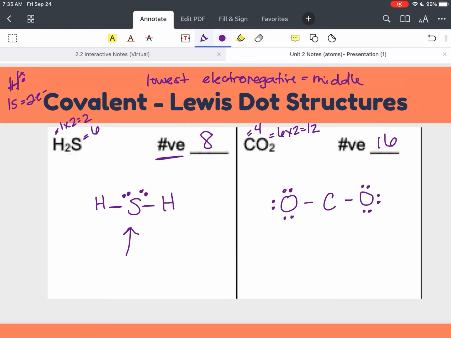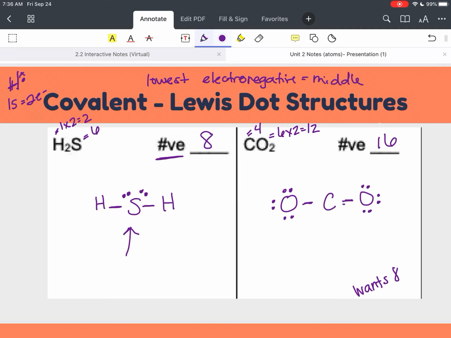But remember, every atom wants 8. So I have to make sure that each atom has 8 electrons surrounding it, okay? It can be sharing, but it has to be 8. So let's count here. This oxygen has 2, 4, 6, 8, but my carbon only has 2, 4. So what can I do to allow my carbon to have extras?